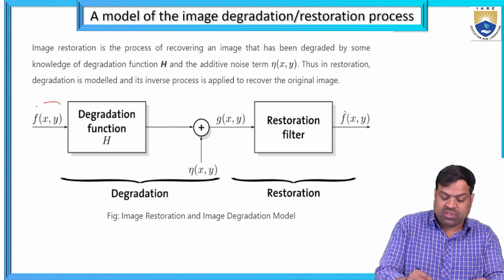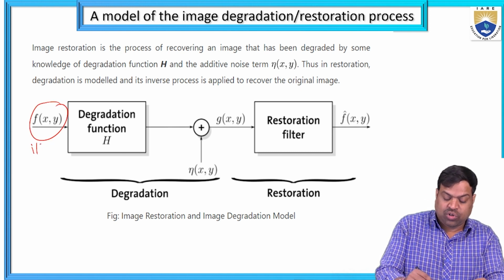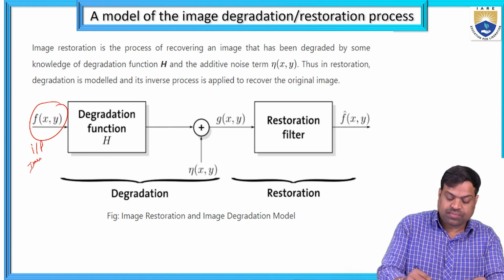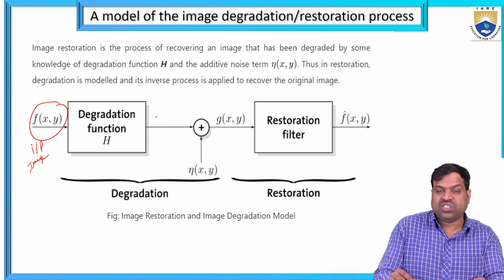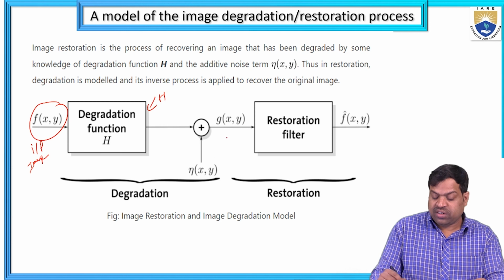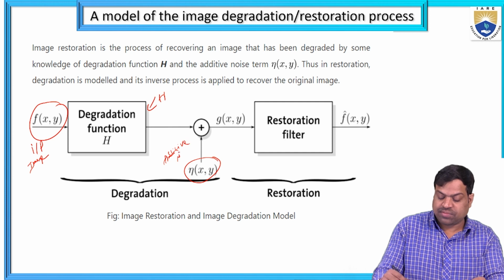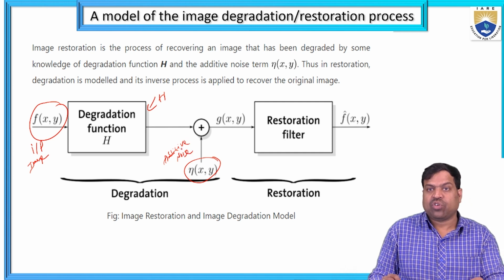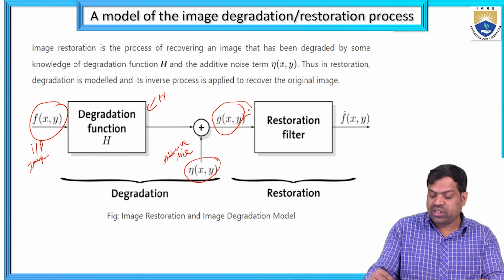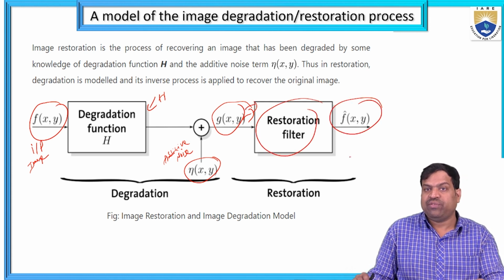So here f of x comma y is the input image. This input image is going to the degradation function h. Here nu of x comma y is the additive noise. Additive noise is added to the degradation function h, and that gives g of x comma y. The restoration filter input is g of x comma y, and the output is f dash of x comma y.